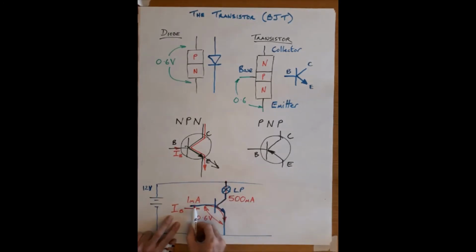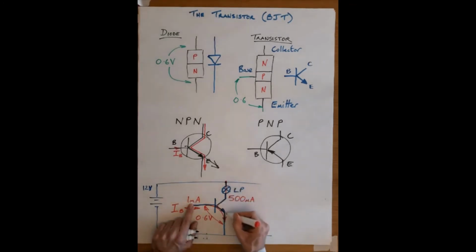But my point here is a tiny current in the base, a milliamp, produces a huge flow of current from this end of the supply to this end of the supply that goes through the transistor. In this case, it's 500 times more. That's not uncommon. Typically, turning a transistor on will produce a current in the collector, so it's coming down through the collector, hundreds of times bigger than the current that we put into the base to make it turn on. Okay, so that's just an intro to it.